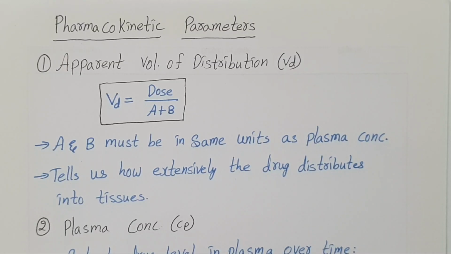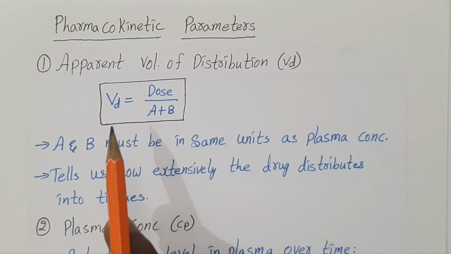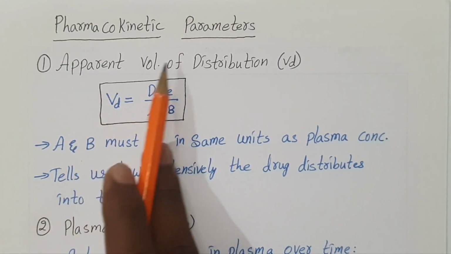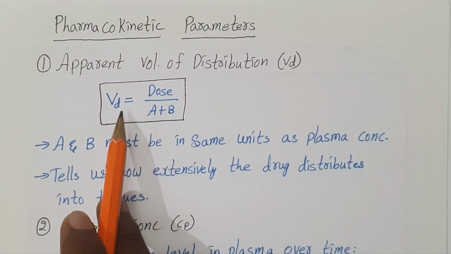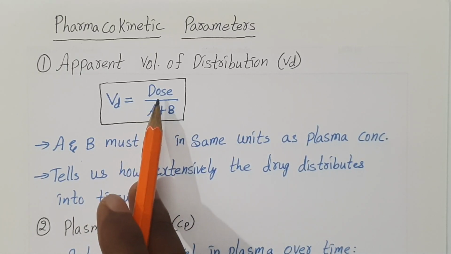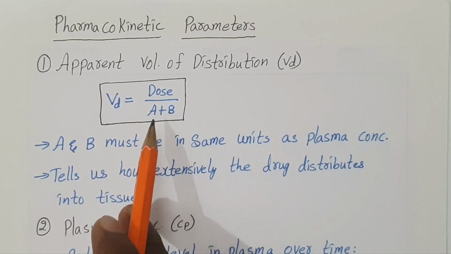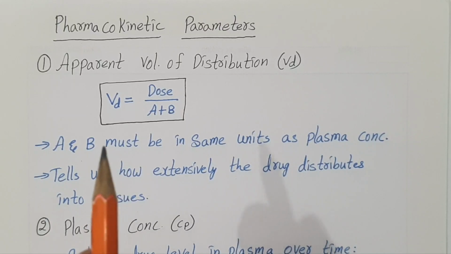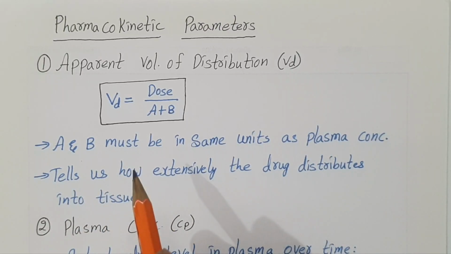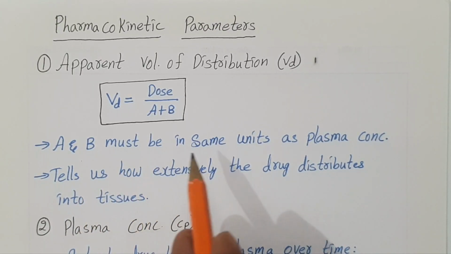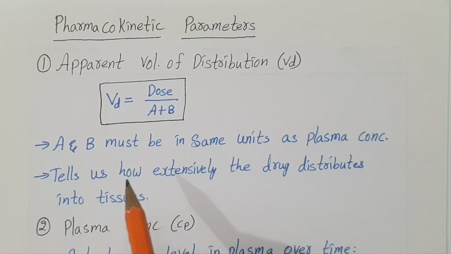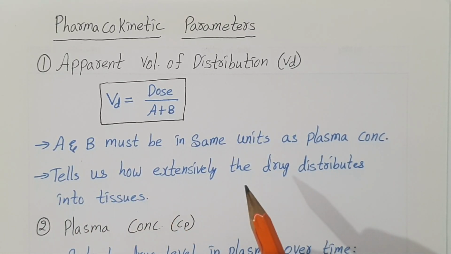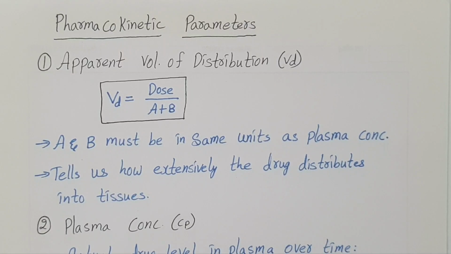Now using this method we can calculate parameters. Our first parameter is Vd, the apparent volume of distribution. We can calculate it using this formula: dose divided by A plus B. You have to note some points. A and B must be in the same units. It tells us how extensively the drug distributes into tissues.